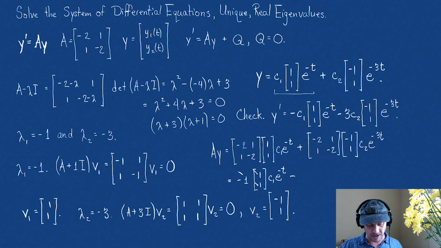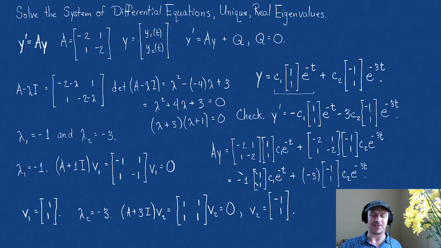Plus, well, what else do we have here? The eigenvalue is minus 3, the eigenvector is minus 1, 1, times c2 e to the minus 3t. And there it is, it works like we had expected. So y prime is equal to A y. I hope that helps, and thanks for watching.